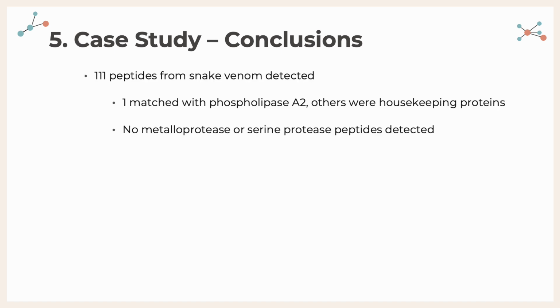111 peptides from snake venom detected. Only one matched with phospholipase A2, and others were housekeeping proteins. Important to note that there are three main protein families in snake venom. You have phospholipases, serine proteases, and metalloproteases. And no metalloprotease or serine proteases were detected from their analysis, and this was hypothesized to be because they have a short half-life. So metalloproteases and serine proteases have a short half-life, and that's why they were not able to detect any of the peptides.